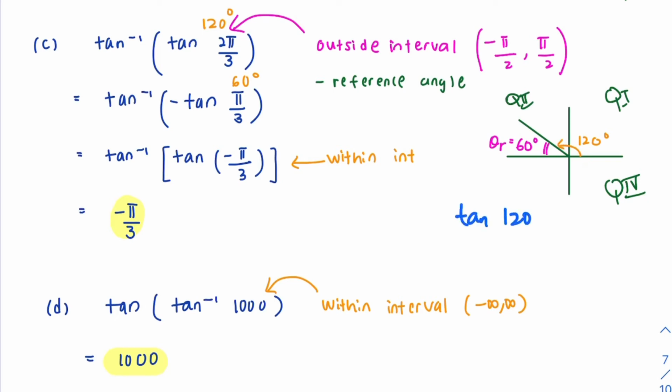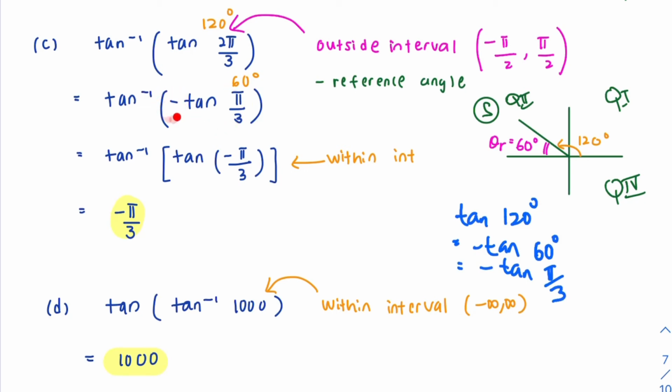Tangent 120 degrees is equal to negative tangent 60 degrees. Why do we have negative? Because this is the half for sine. We are doing tangent, so we need to write the negative here. Okay, so let's change to radians. This is negative tangent pi over 3. So let's rewrite this here. This is negative tangent pi over 3.